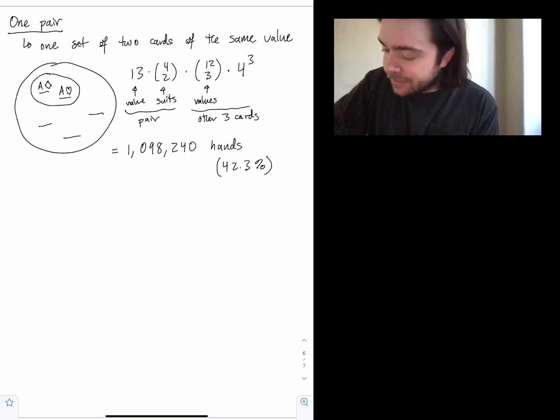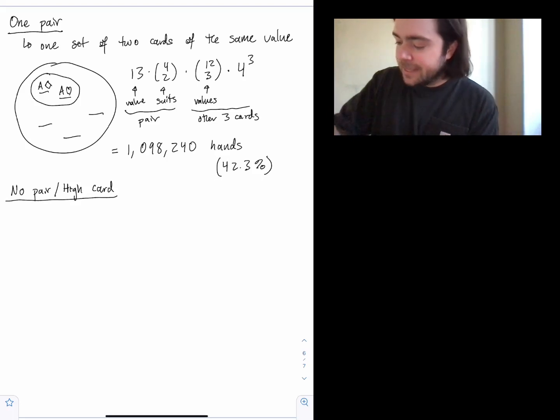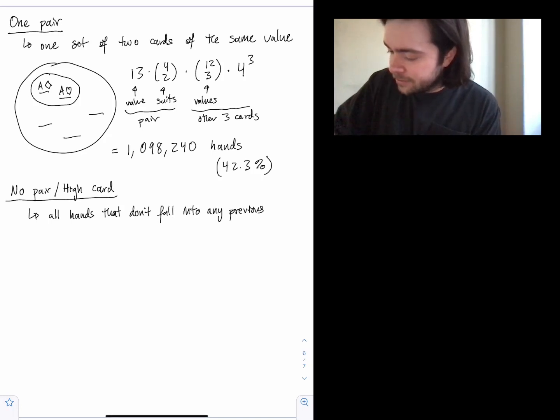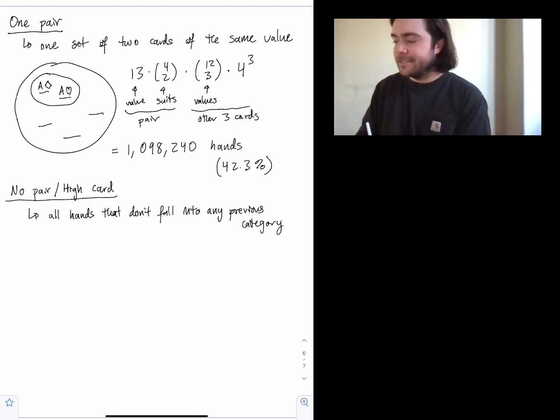Pretty common. And the last one is no pair, or sometimes called high card, because that's what you use to determine who wins in this case. And this is just all the hands that don't fall into any previous category. Okay, so this is just all the rest.